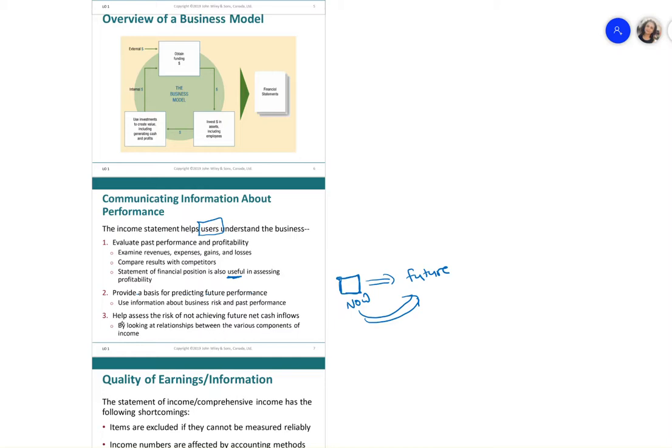Also, the income statement helps users assess the risk of not achieving future net cash flow. Sometimes we set out to have a certain cash flow and we're not able to achieve it. Then we can look at the advantages and disadvantages or risks, and why we weren't able to get the result we were supposed to achieve.